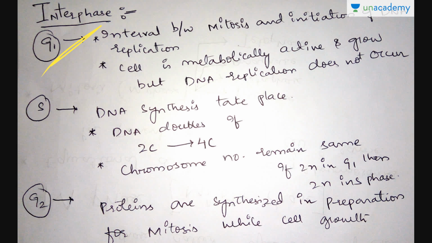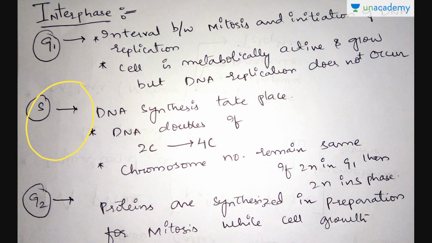In the G1 phase, it is an interval of time between mitosis and initiation of DNA replication. Okay, it is a phase between mitosis and initiation of DNA replication. So the cell is metabolically active and grows, but DNA replication does not occur. Only initiation of replication occurs, but DNA replication does not occur in this G1 phase.